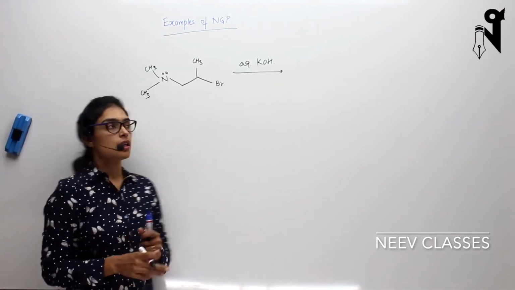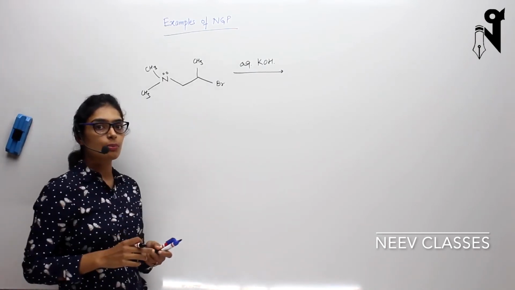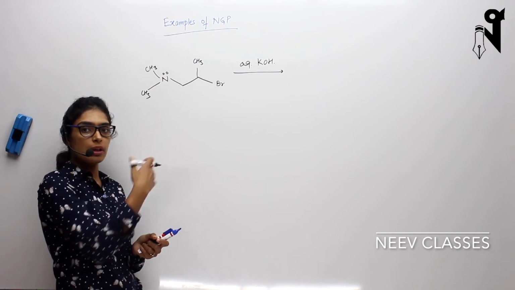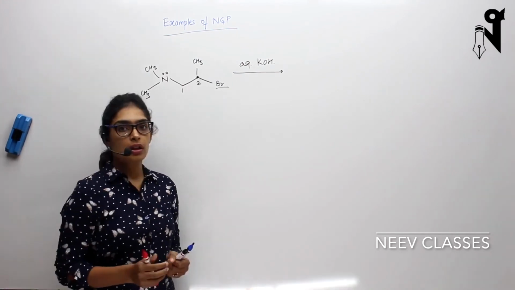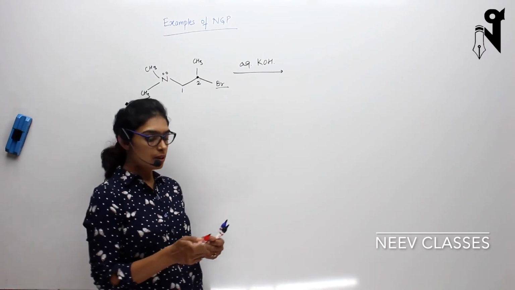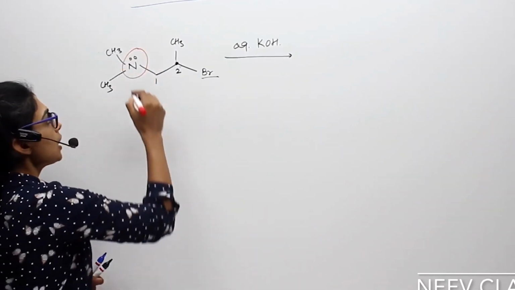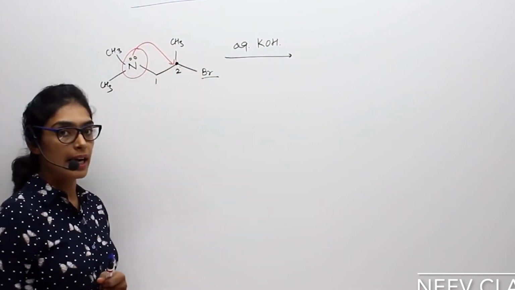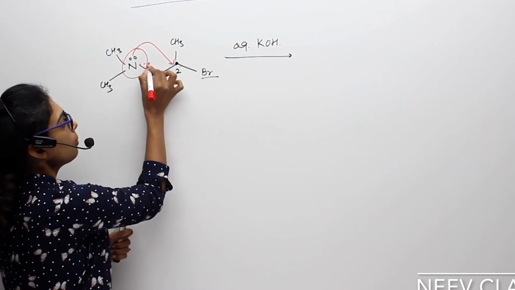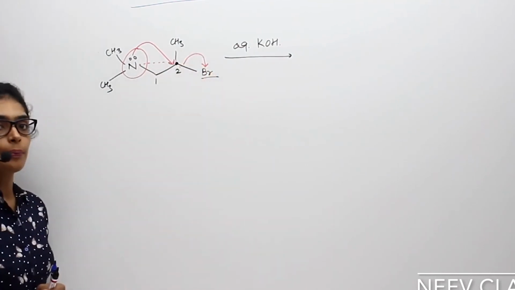So this is the question on the same concept that we have learned just now. We have seen multiple examples of it. Try this on your own and I'll discuss the solution. So let's see the explanation of this question. This nitrogen is the lone pair species which will attack on this carbon 2 where bromine is attached and will try to form a bond over here by breaking the bond between carbon and bromine.